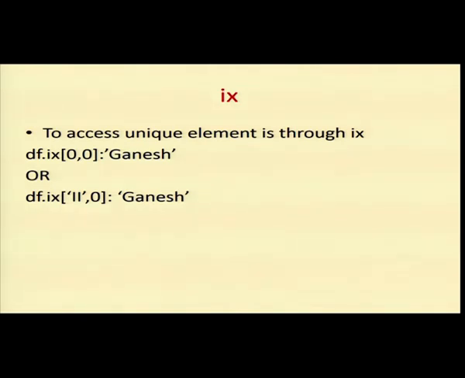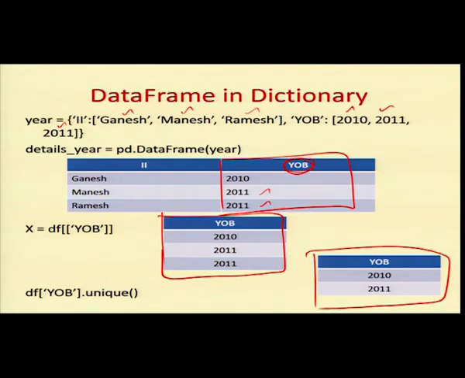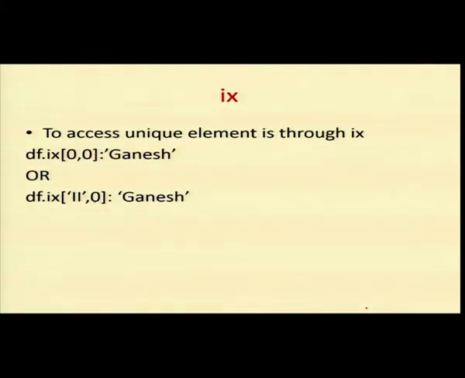Then usage of IX. This IX is also similar, to access the unique elements. If you are going to have 2-3 Ganesh in a class, then you can access the unique element through this IX. df.ix 0, 0 means the 0th row, 0th column, the 0th position of the first row and the 0th position of the first column. Ganesh is there. Or else I am saying, in my second year, in the 0th column, I need to call that person. So, what is his name? His name is Ganesh. So, that Ganesh has been called like this, df.ix second year, 0th column, the value is Ganesh. So, this is how the unique elements are determined.